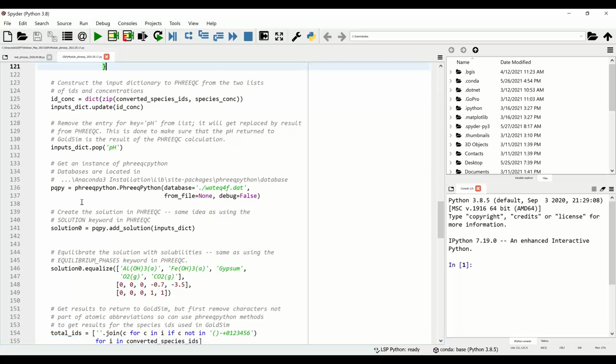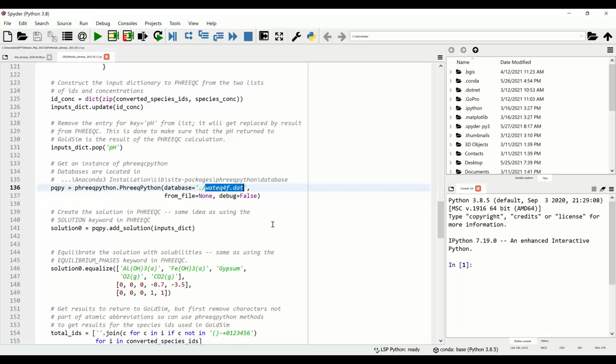The next line, which is important, is this one right here, which instantiates an instance of PhreeqPy, which starts up an instance of Phreeqc Python. In this case, I have told it to use the WATEQ4F.dat thermodynamic database. When you install PhreeqPython, it actually will put in a few databases for you, but it did not include this one.